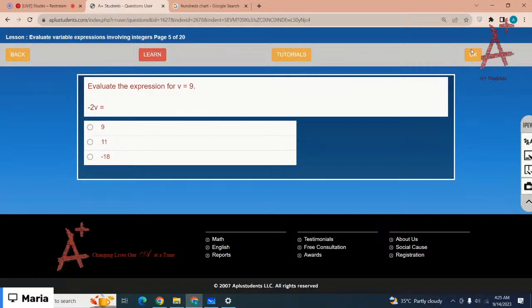Evaluate the expression for v equals 9. That would be negative 18. You are multiplying a positive and a negative number, so the answer must be negative. So it is negative 18, right? The correct option is negative 18.